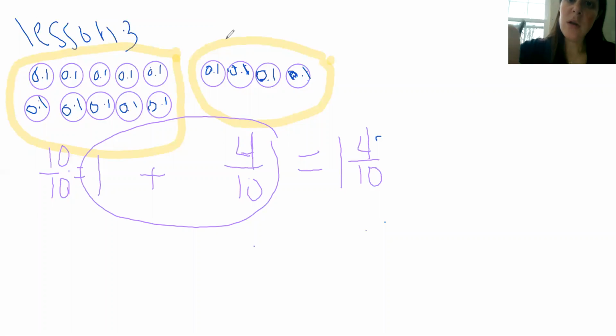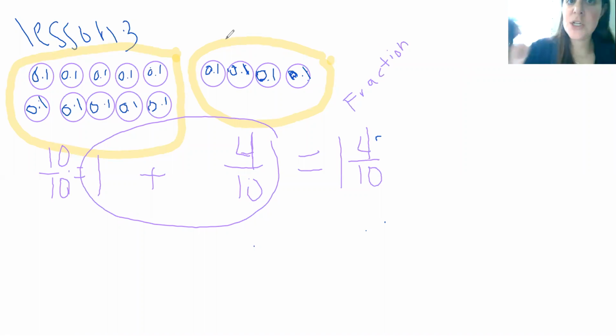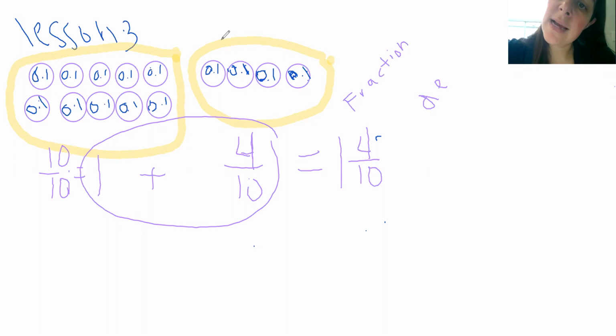So this first part's my fraction, okay? But now I need to come up with my decimal. Oops, sorry guys, I know you can't see me that well. I'm trying with my new stylus, so bear with me, my loves, bear with me. You're so patient with me and I appreciate it. Fractions and the decimal, okay?